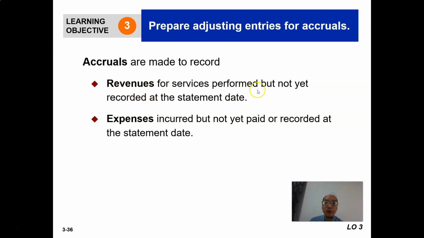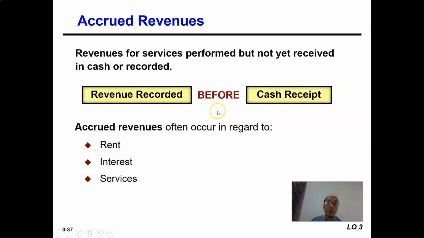Accruals are revenue for services performed but not yet recorded at the statement date. We do adjustments for accruals when we have revenue but have not recorded it, as well as when we have incurred expenses but have not yet paid and have not recorded the expense at the statement date. So what do we mean by accrued revenues? Revenues for services performed but not yet received in cash or recorded.